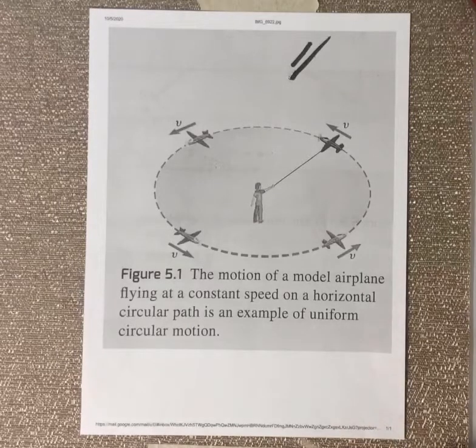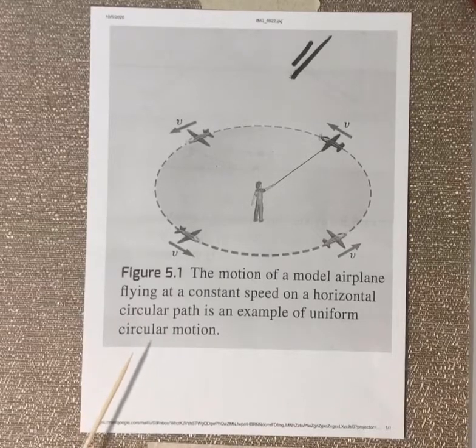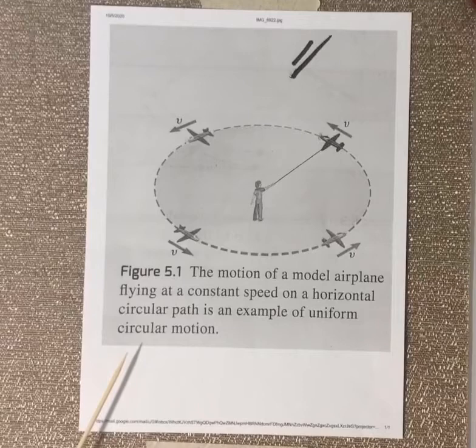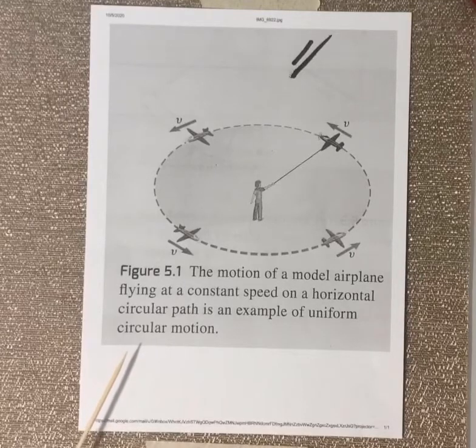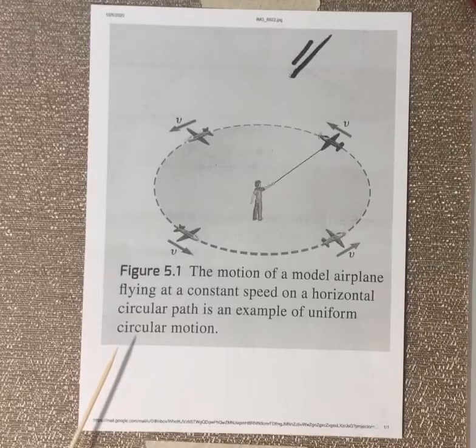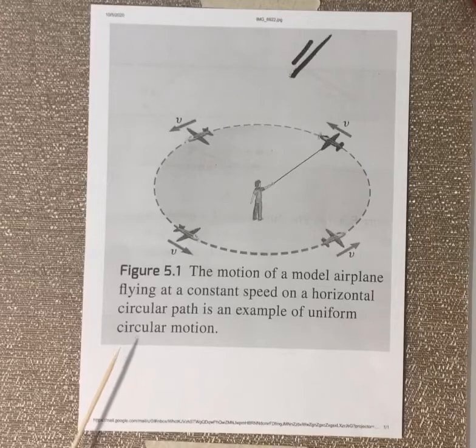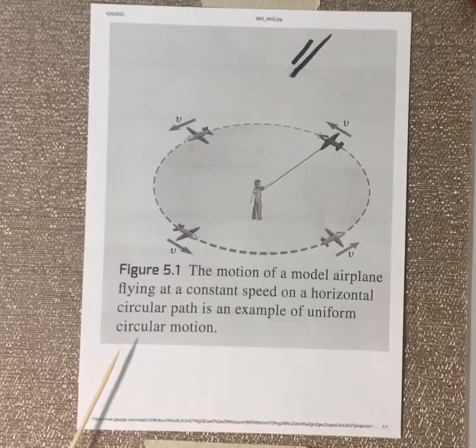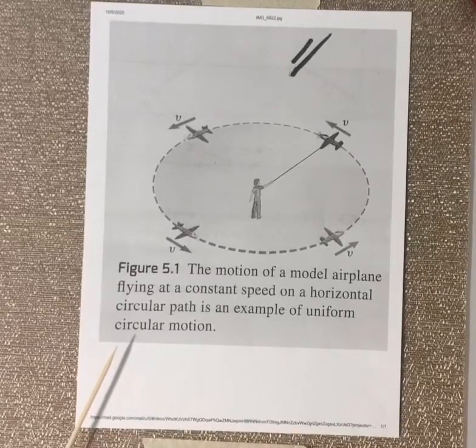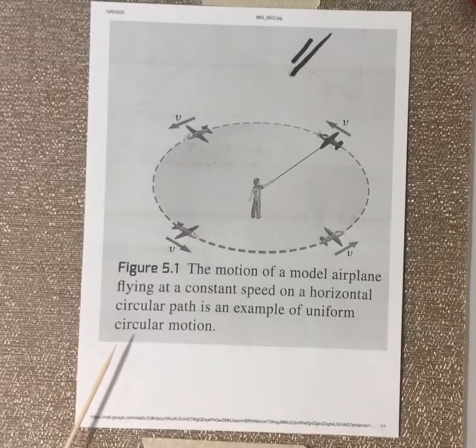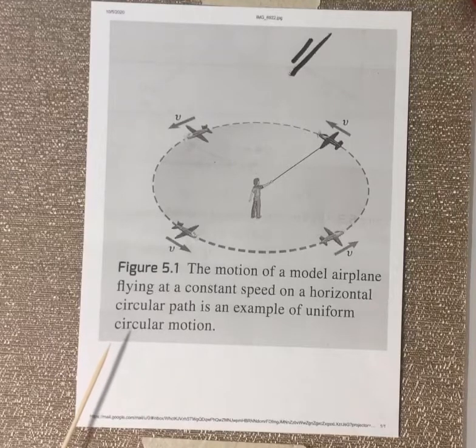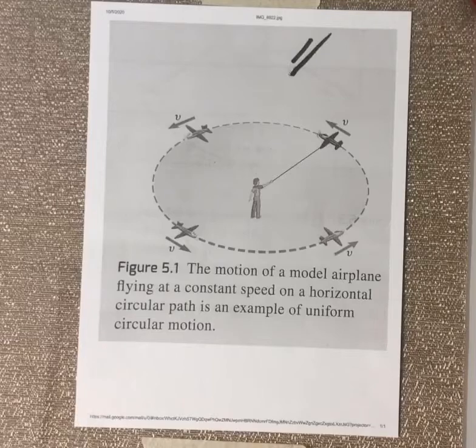In this example, which is in figure 1, the motion of a model airplane flying at a constant speed on a horizontal circular path is an example of uniform circular motion. If we know the radius and the time to complete one cycle, we can always find the velocity, because velocity is circumference length divided by the time.